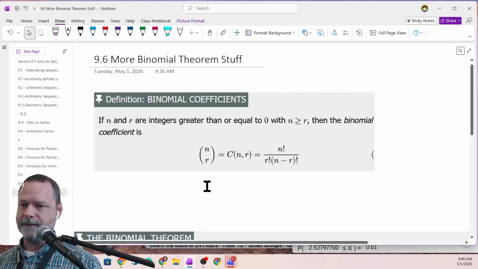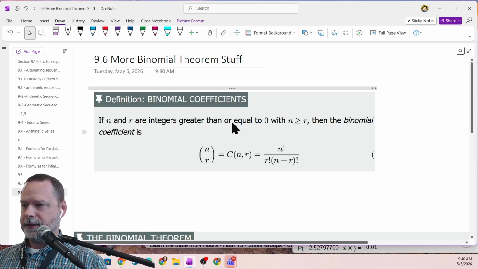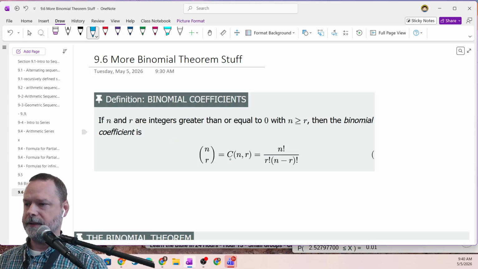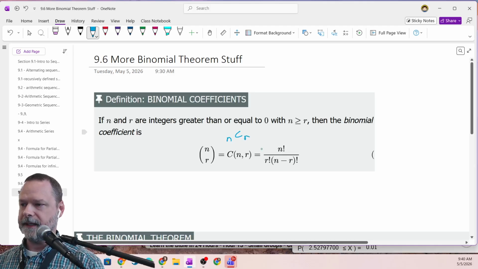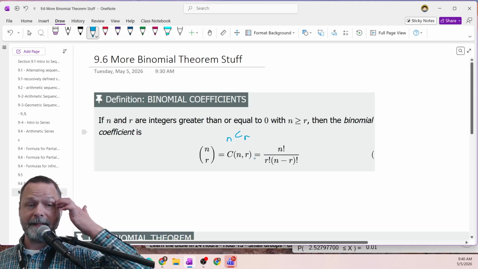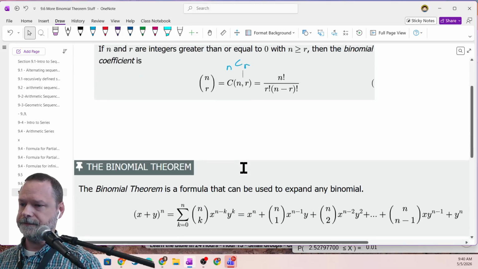And so that formula is right here, you guys. First off, n and r are integers greater than or equal to 0 with n greater than or equal to r. The binomial coefficient is n choose r. We say this, or we can use this notation. I believe Desmos kind of writes it like this. Or lots of times in textbooks, we'll see it like this. N choose r. And we like to say n choose r: how many ways are there to choose r things out of n things? Okay, which is what we're doing.